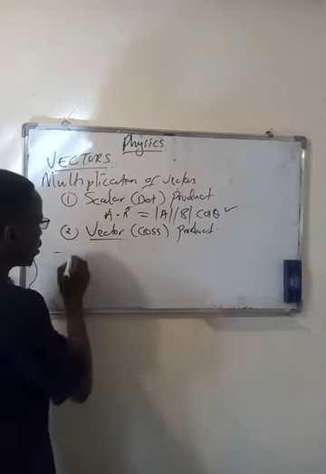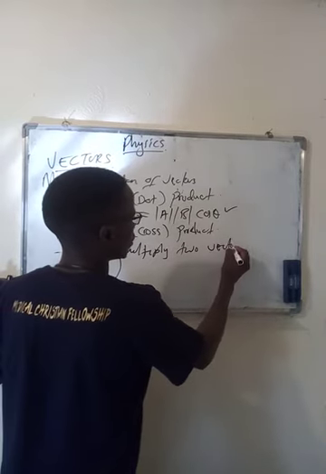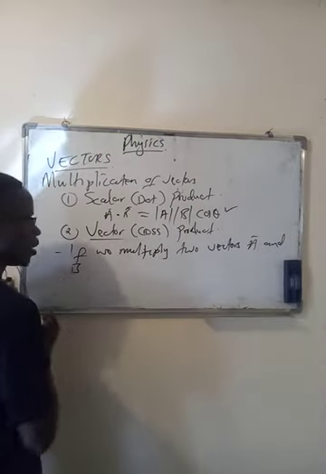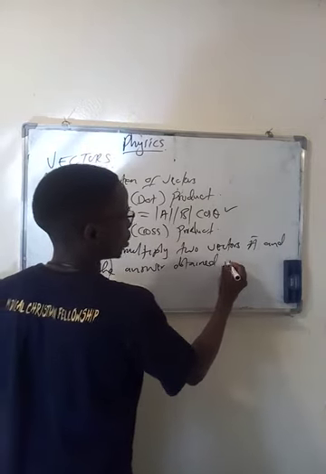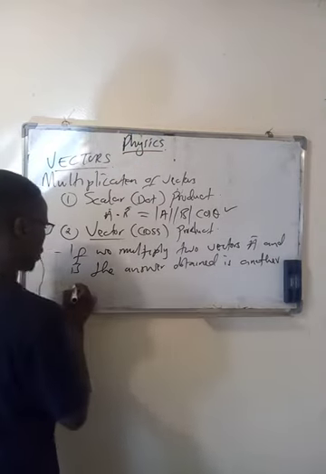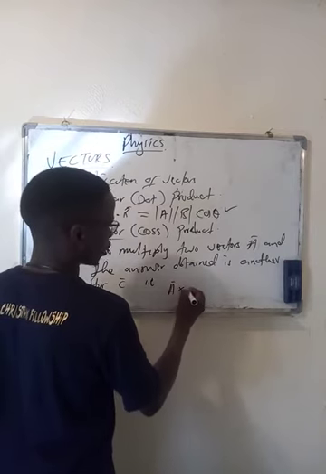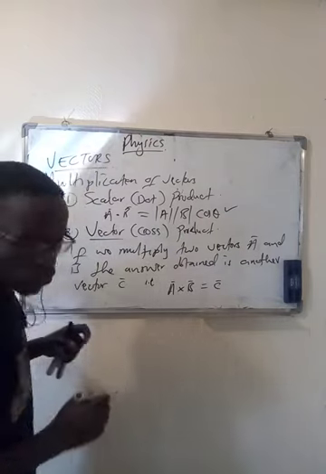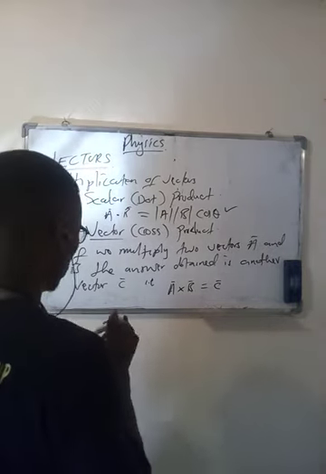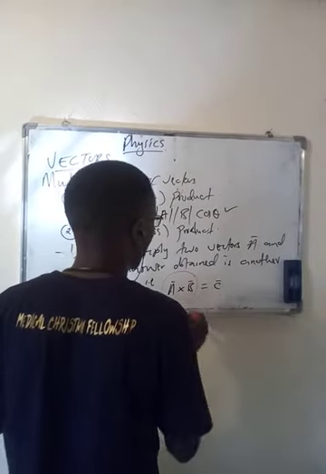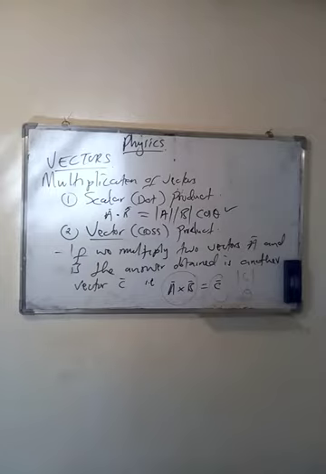So we say if we multiply two vectors A and B, the answer obtained is another vector C. That is, A multiplied by B gives us another vector C. That's why it is called the vector product, because the answer you get is another vector C, and hence you are able to find both the magnitude of C and also the direction of C after doing your calculation. Okay, so now let's proceed.